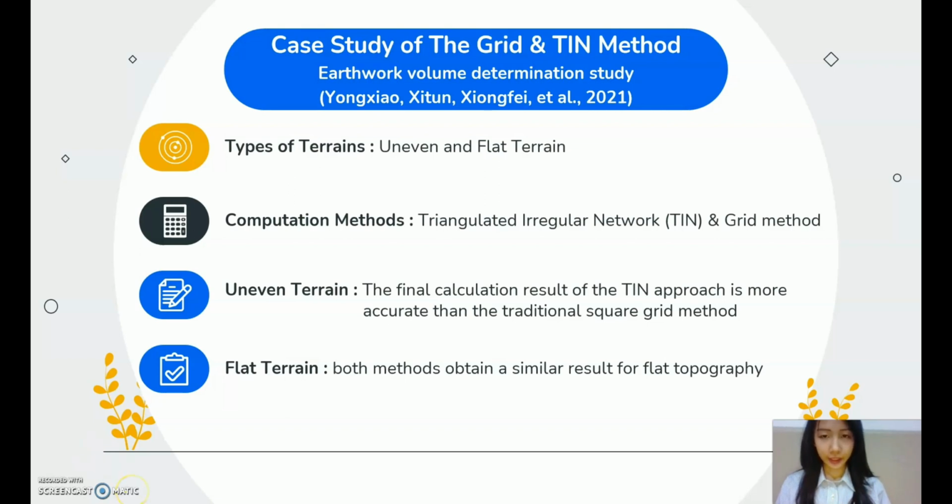The type of the terrain involved is uneven and flat terrain. In the uneven terrain, the final calculation result of the TIN approach is more accurate than the traditional square grid method. However, both methods obtain a similar result for flat topography.